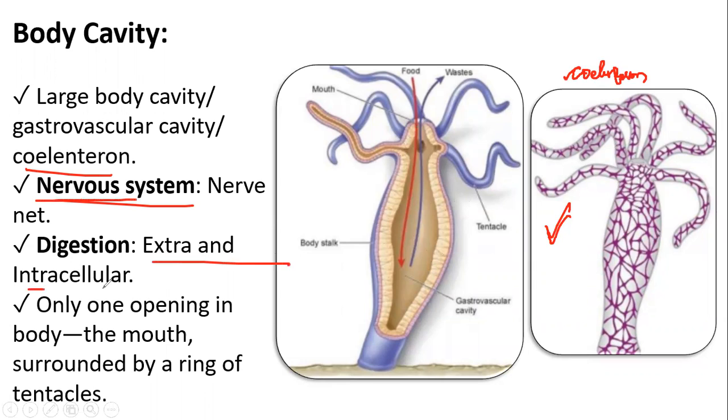Digestion is extracellular and intracellular, whereas in poriferans the digestion is intracellular only. There is only one opening in the body, the mouth, surrounded by a ring of tentacles. Look, this part is the mouth, and it is surrounded by loads and loads of tentacles like a ring. Clear with that?